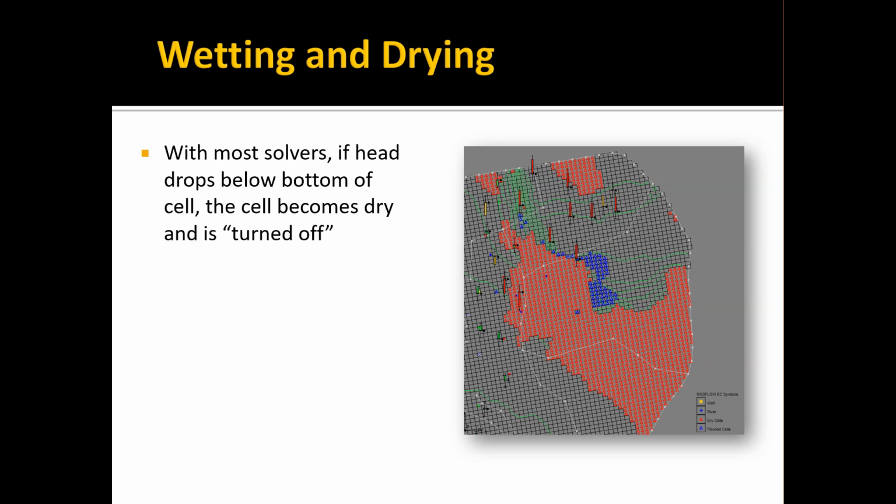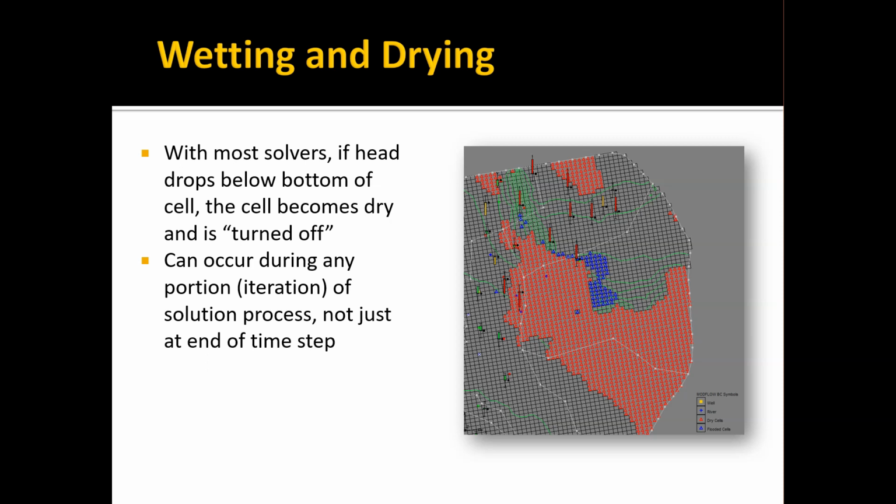With most solvers, if the head drops below the bottom elevation of the cell, it becomes dry and is turned off. It becomes inactive. This can happen at any point in the solution process, any part of the iteration process, not just at the end of the time step or the solution. As it's trying to adjust the heads, if it ends up moving the head below the bottom of the cell, the cell goes dry, and that's it. It stays dry. And so it can cause a cascading problem.